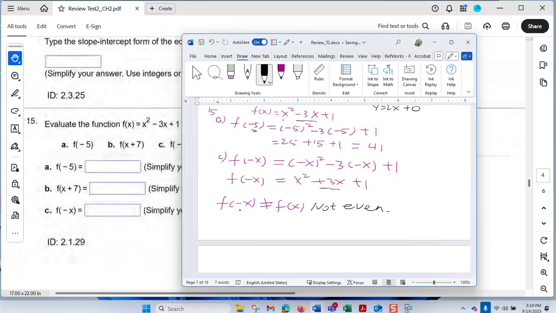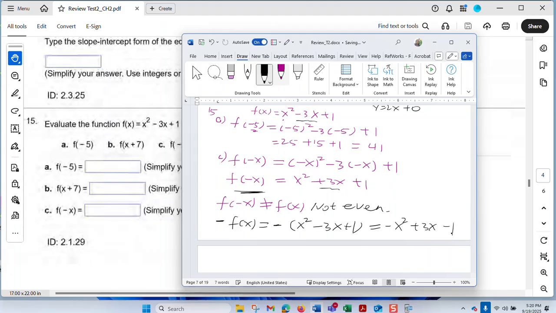And sometimes people will ask, is this an odd function? Well, for an odd function, you have to find the f of negative x, which we have in here. You have to find the opposite of f of x, the negative f of x, which will be negative times the entire f of x. So it will be negative times x squared minus 3x plus 1. Get rid of parentheses. This will be negative x squared plus 3x minus 1, right?